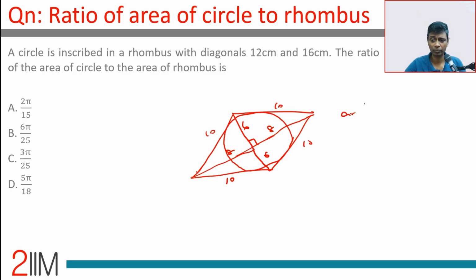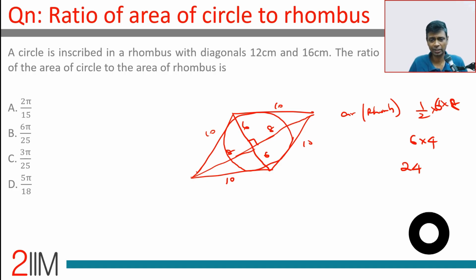Area of rhombus is very simple. Half into 6 into 8, 6 into 4, which is 24 square units. If we find area of the circle, we're through. If we find radius of the circle, we're through. Brilliant. How do we find that?